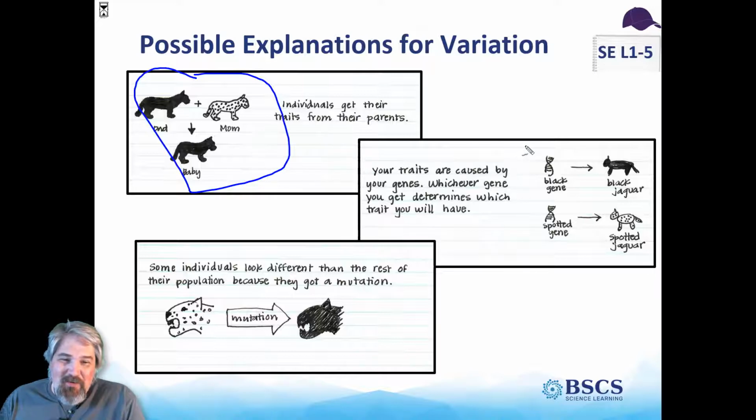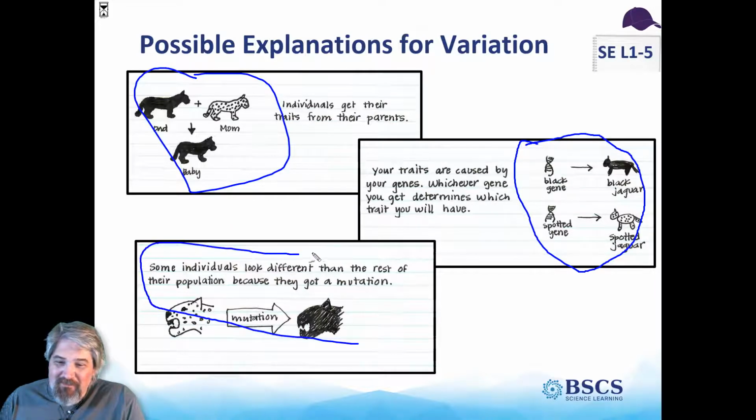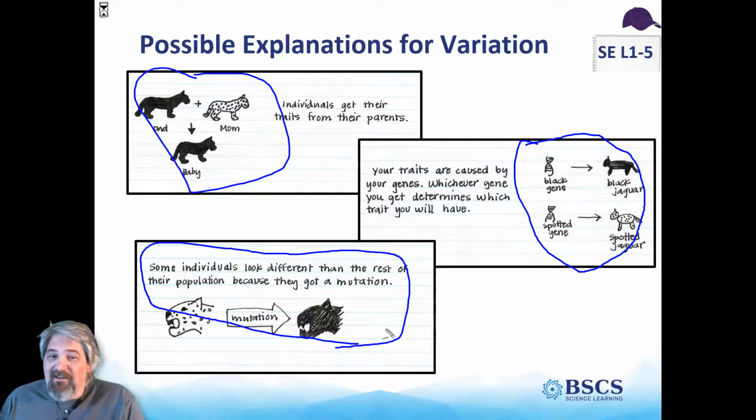The idea that your traits are caused by your genes, which is nice. And then some individuals look different than others because they got a mutation. Spoiler alert, it's kind of all of them, right? You get your genes from your parents, and their expression can be different. Now, you can have a mutation that makes you different from a parent. And we're going to go into a little bit of that going into next week, as into how some of these mutations can arise.